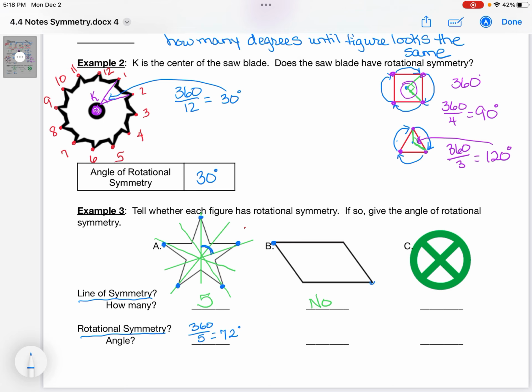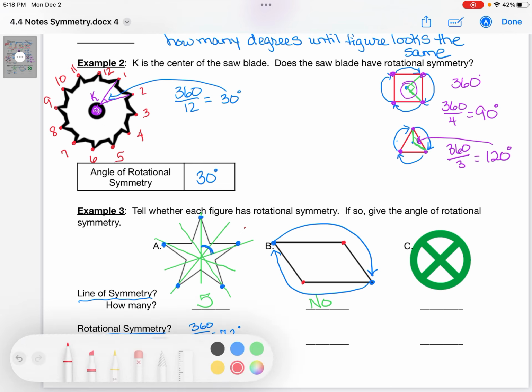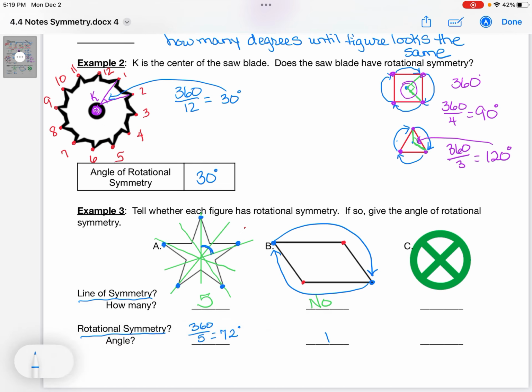For the angle of symmetry, I would say these two guys. I can't stop at this little one because it's not going to look the same. Okay, so now I could do those two and do the same thing. If I'm going halfway around, that's 180 degrees.